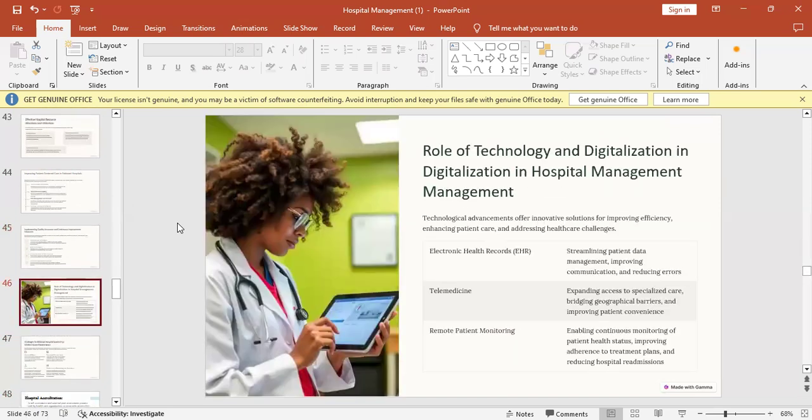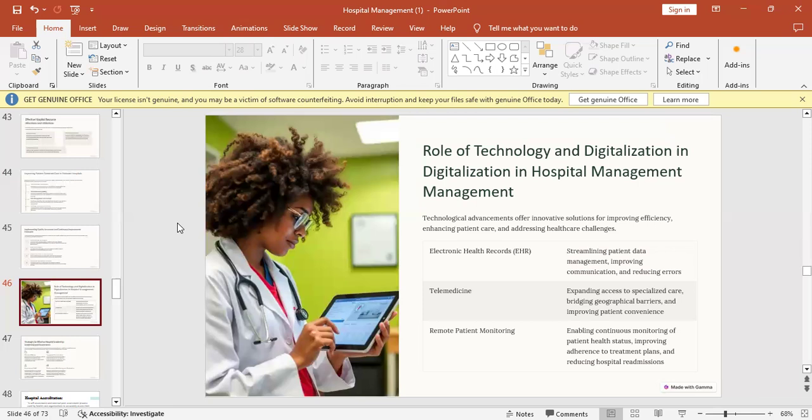Role of technology and digitalization in hospital management. Technological advancements offer innovative solutions for improving efficiency, enhancing patient care, and addressing healthcare challenges. Electronic health cards: strengthening patient data management, improving communication, and reducing errors. Now, telemedicine: expanding access to specialized care, breaking geographical barriers, and improving patient convenience.